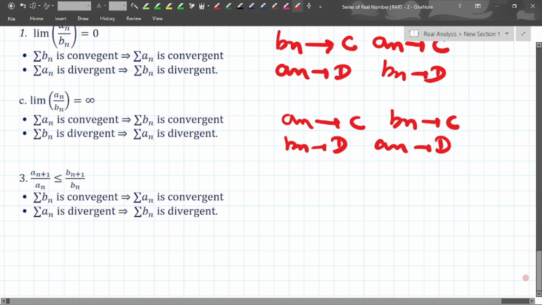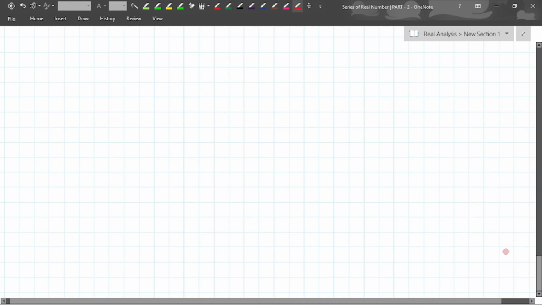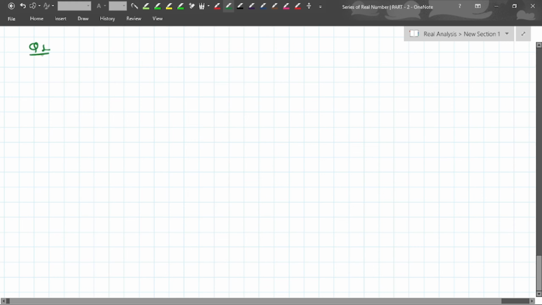So now we'll take examples and check, using these properties, how they are satisfied. We'll take examples one by one. Question number 1. Let's say we have this kind of series: summation of 1 upon 1 into 2 into 3 plus 3 upon 2 into 3 into 4 plus 5 upon 3 into 4 into 5. If it is like this, then what will happen?